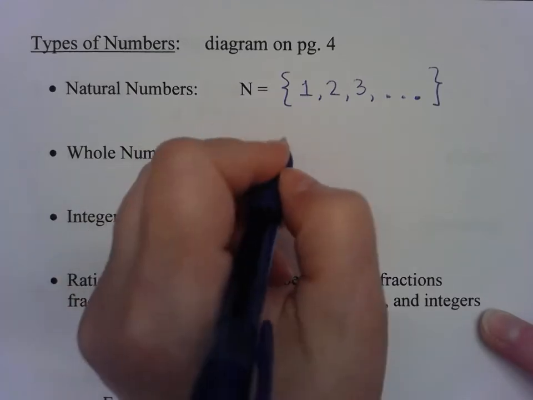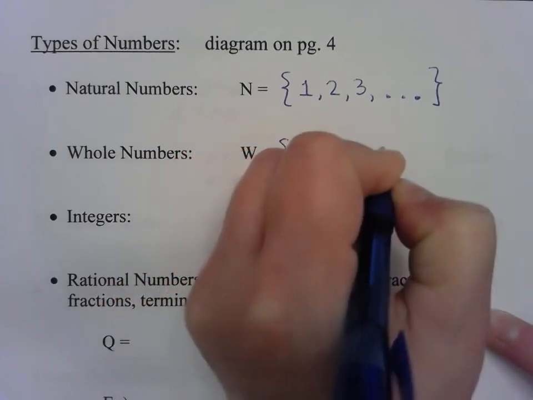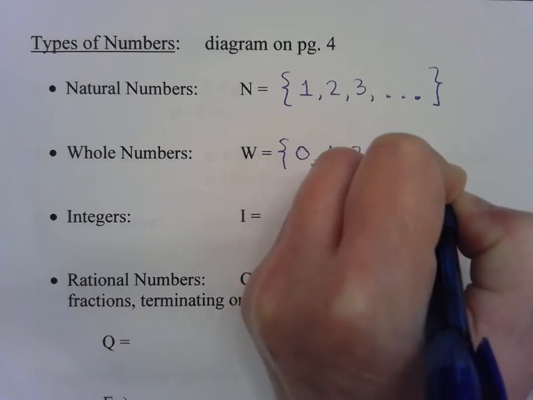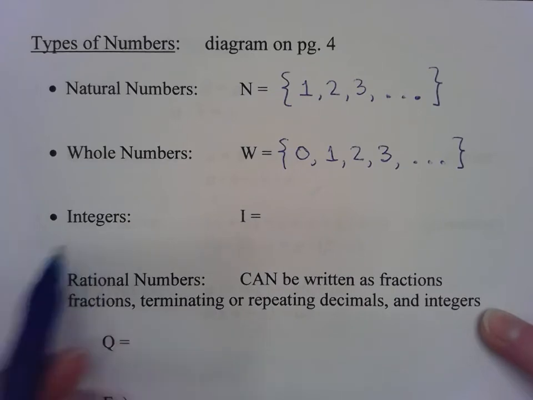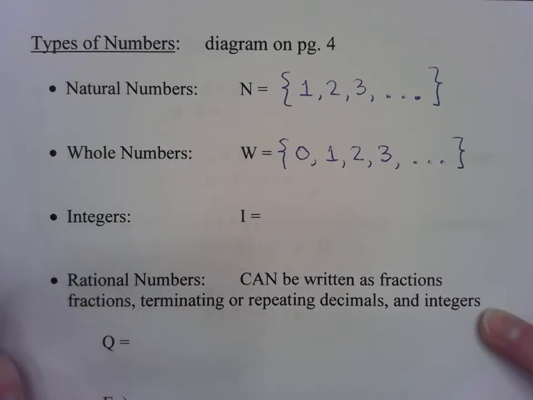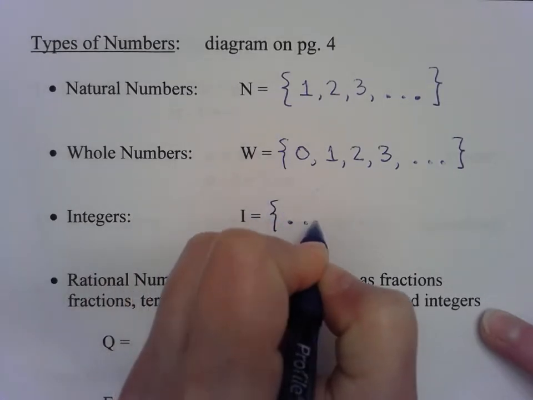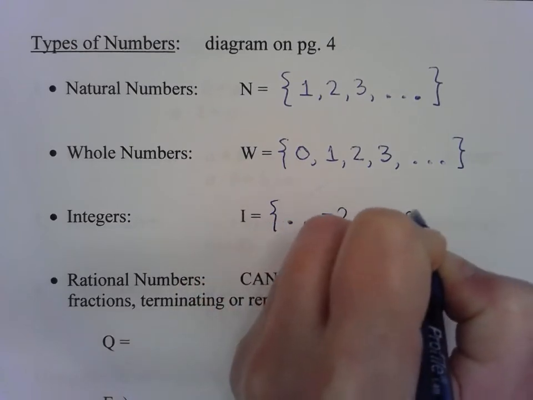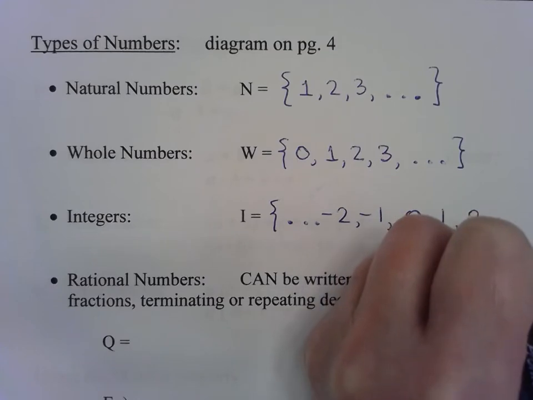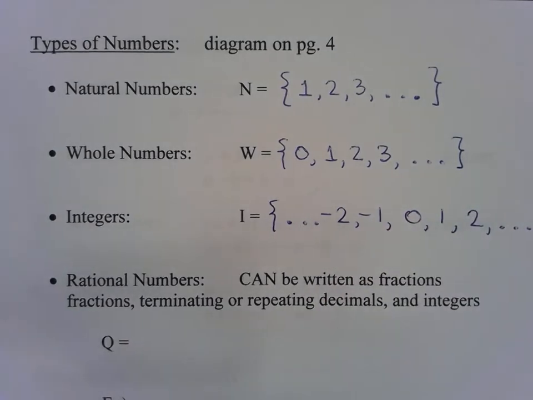For whole numbers, we're going to add the 0. Same thing's true, we've established a pattern, so we can use the ellipsis. For integers, these are positive and negative whole numbers. So now our pattern actually goes in two directions. We have some negative numbers, 0, and then positive numbers, and again, we have a pattern.